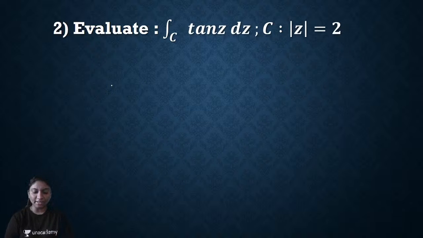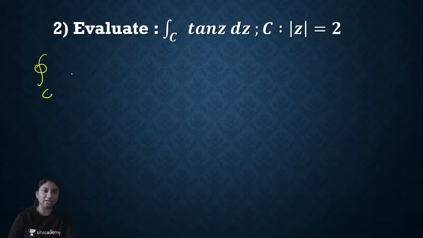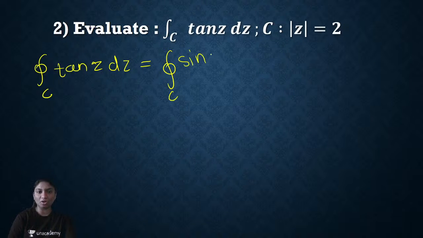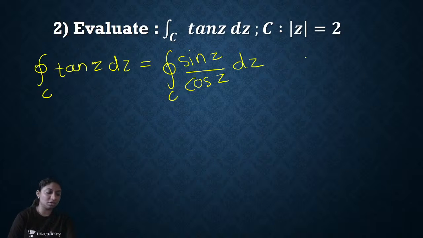Okay. Evaluate the integral over C of tan z dz where C is the closed contour |z| = 2. So first we will evaluate this integral over C of tan z dz, which is equal to, can I write this as sin z upon cos z? So you will get here the f of z upon z minus a form. So cos z, right? So dz. Now this is a closed contour C.